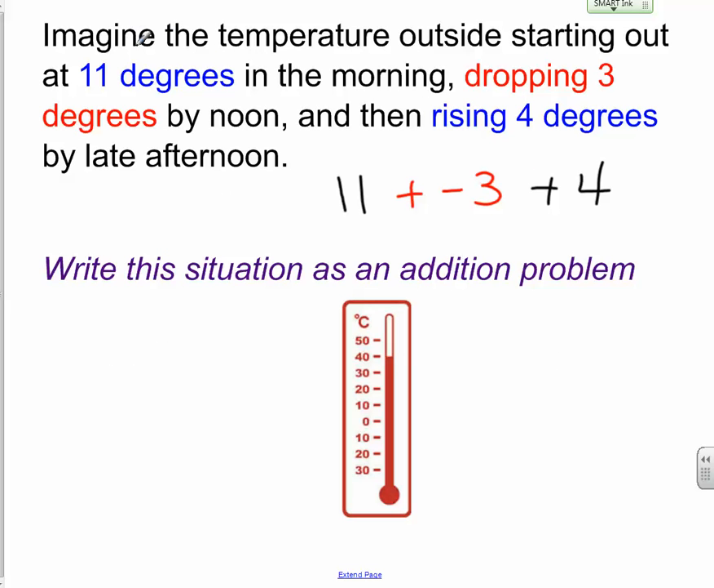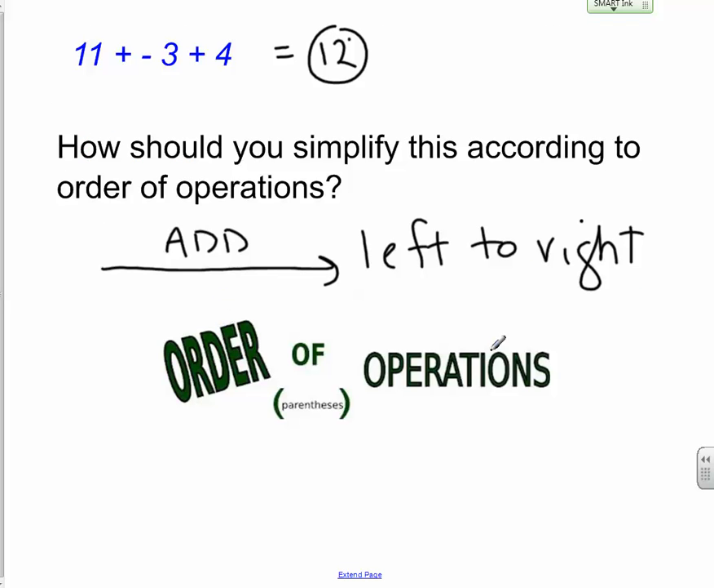Okay, then we used it, so you had to write this situation as an addition problem. The temperature outside started at 11 degrees in the morning. It dropped 3 degrees by noon, so we're adding a drop of 3 degrees, and then it rose another 4 degrees by late afternoon. So what we did is we looked at different ways to actually simplify this expression. Well, we know that order of operations, this is all addition, so it says we should add from left to right. So if we go left to right, 11 and a negative 3 is 8, and 8 and 4 is 12. So we're sure the answer is a positive 12.